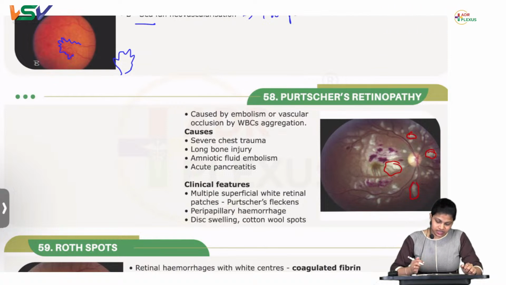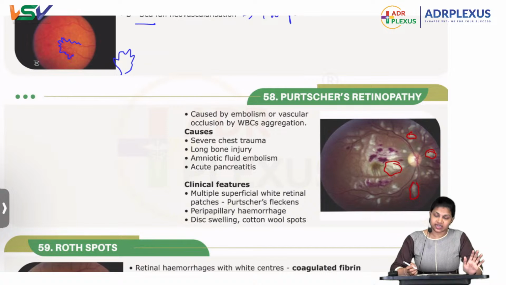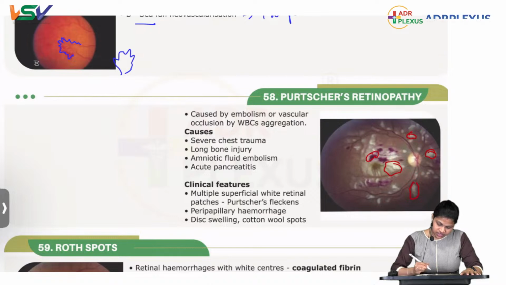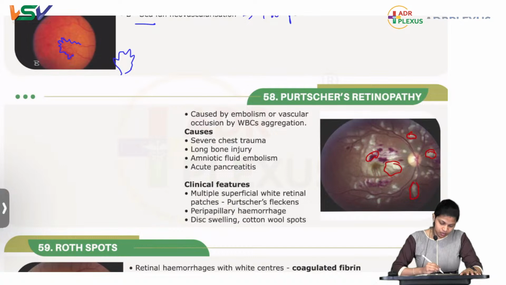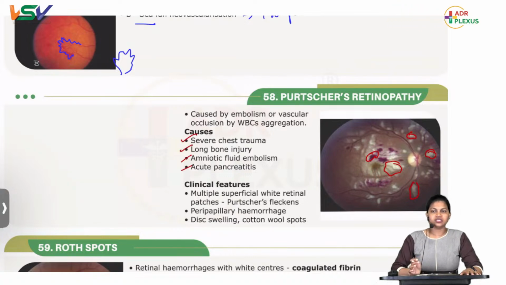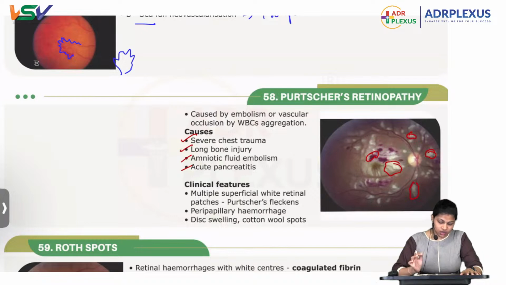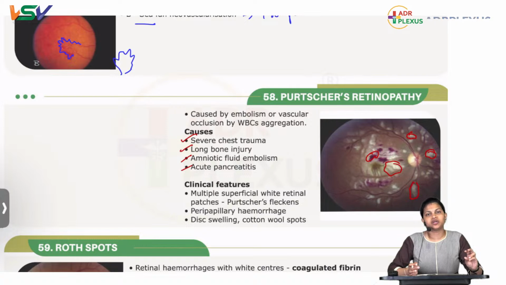So whenever you remember this, multiple superficial white retinal patches, Purtscher's retinopathy. Okay, and you might have associated hemorrhages, disc swelling, cotton wool spots, and Purtscher's flecken is caused by severe chest trauma, long bone injury, amniotic fluid embolism, and acute pancreatitis. Okay, so these things will cause the occlusion, vascular embolism. Remember, anytime you have a long bone injury or a chest trauma, the chances of embolism are high. So it will go into the retina also. So it will cause the Purtscher's retinopathy.